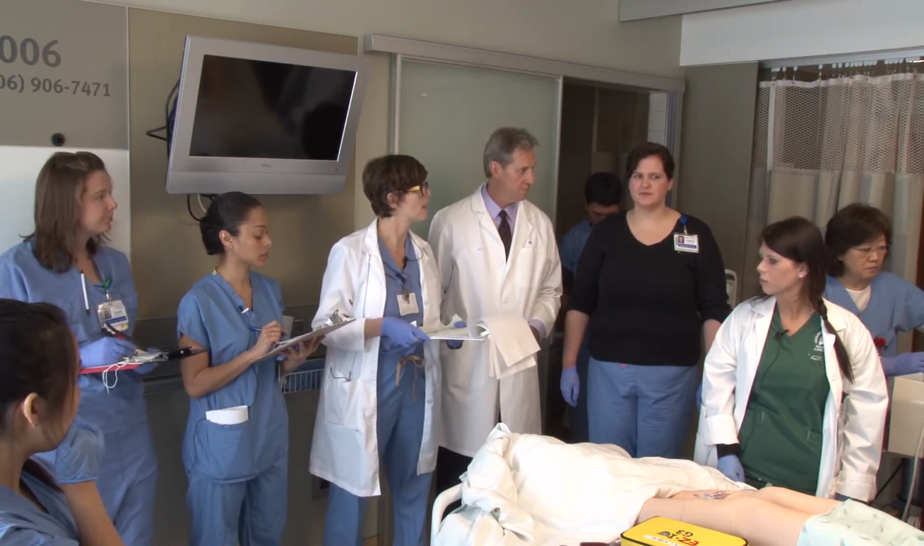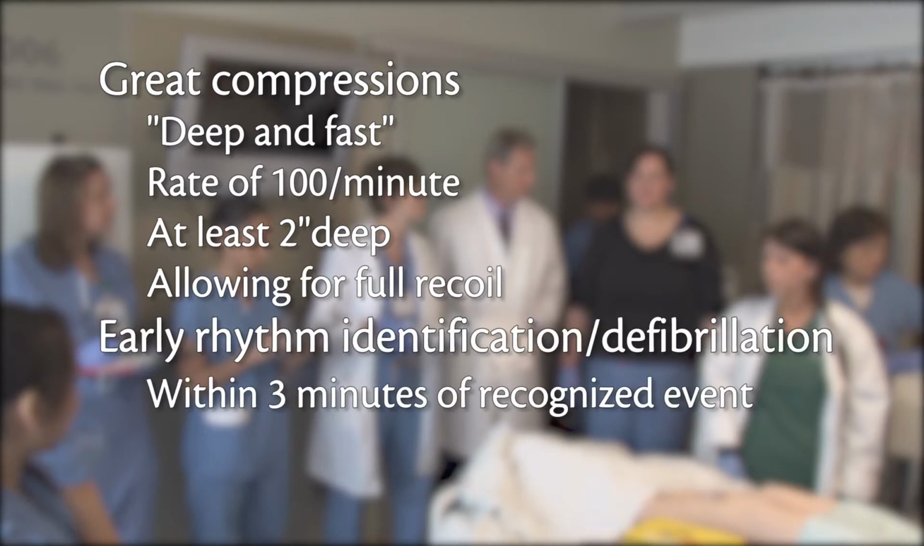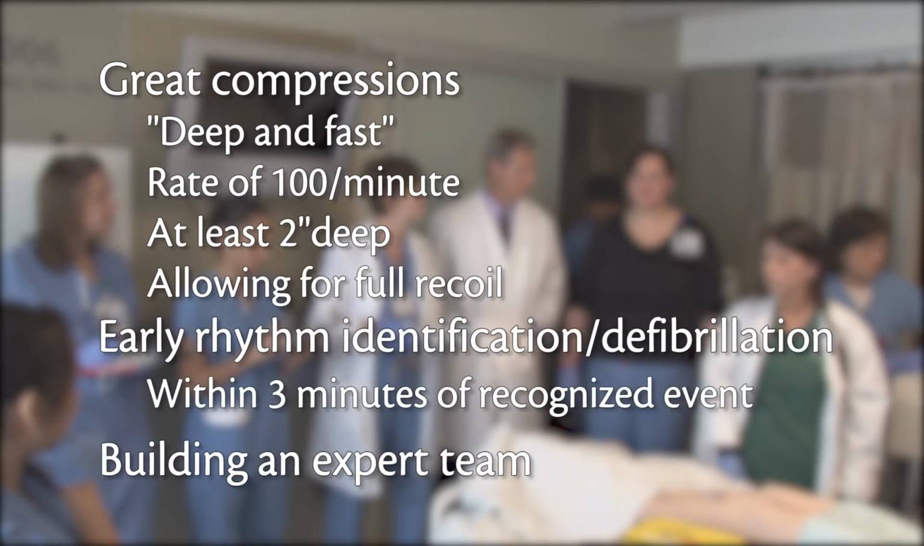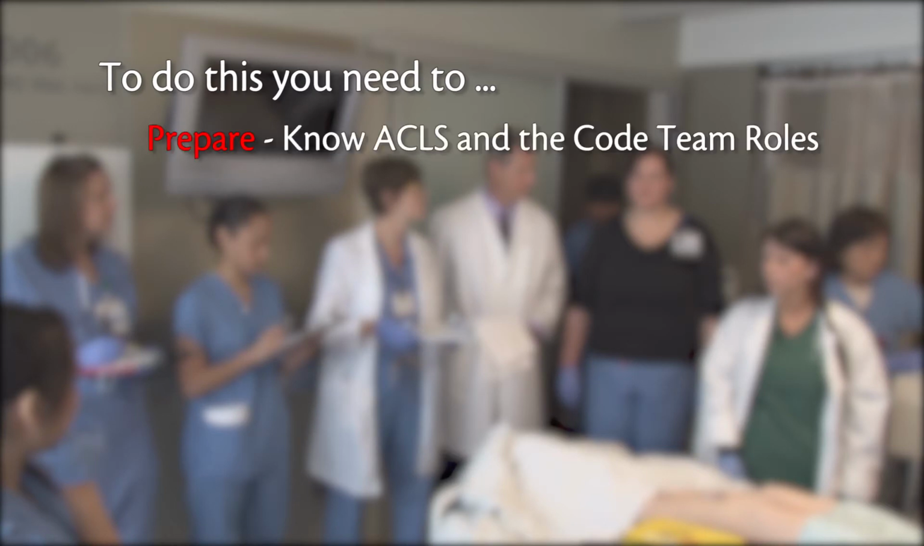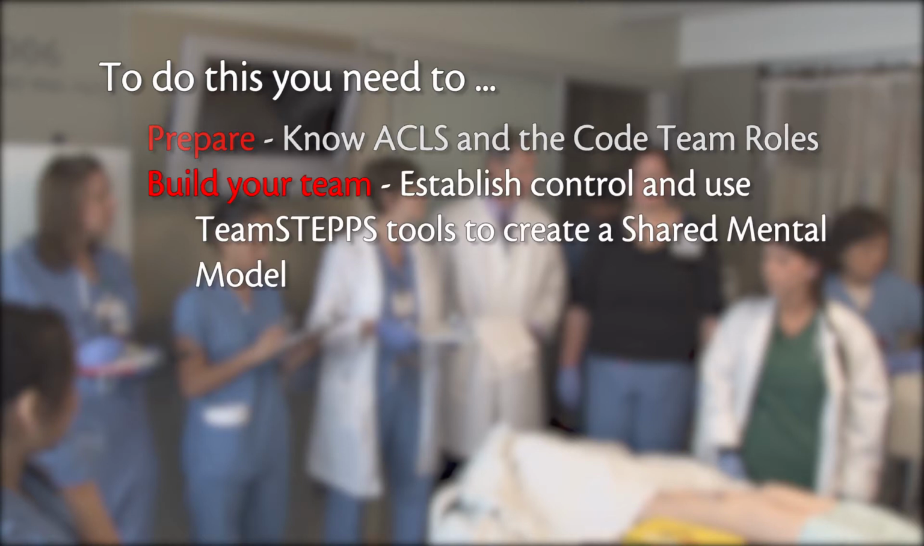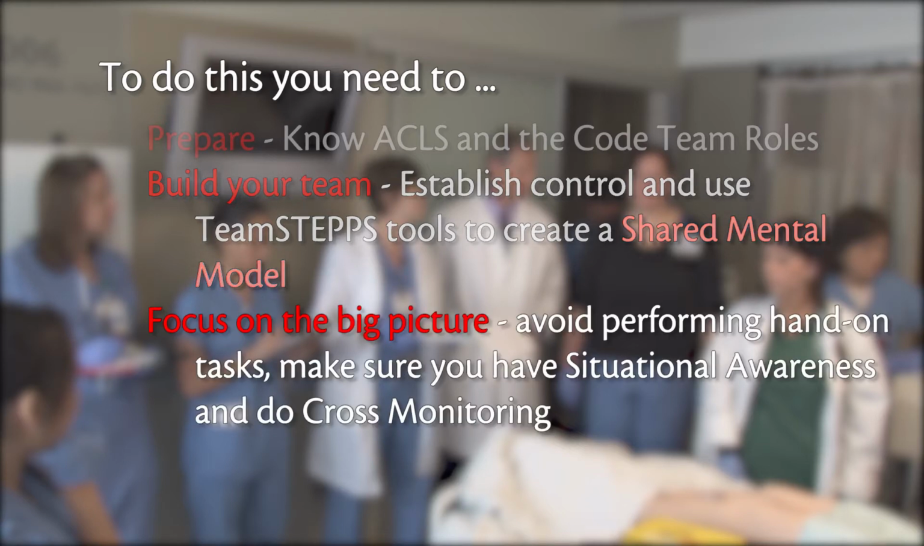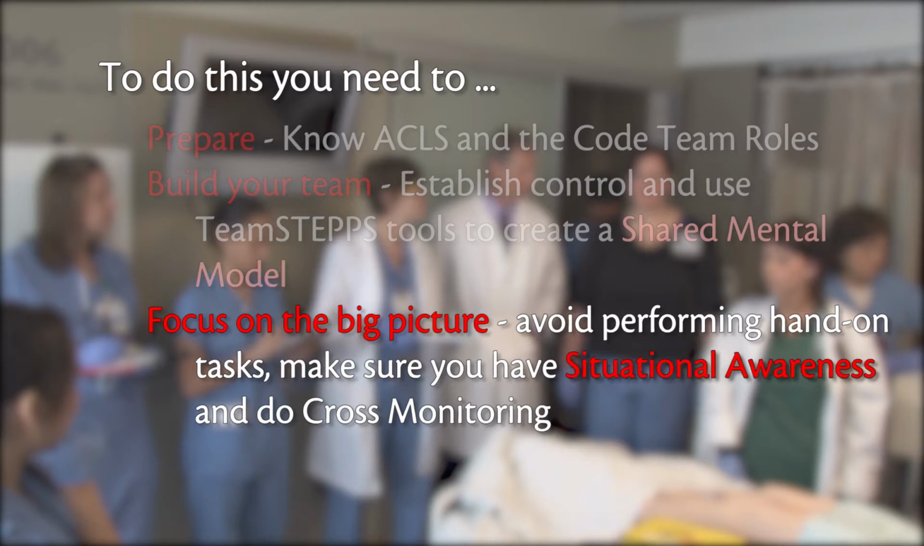Great job, everybody. So to summarize, you have 3 main goals as a code team leader. Great compressions, early defibrillation, build an expert team. To do this, you need to prepare, know ACLS, and the code team roles. Build your team. Establish control and use Team Steps tools to create a shared mental model. Focus on the big picture. Avoid performing hands-on tasks. Make sure that you have situational awareness and do cross-monitoring.